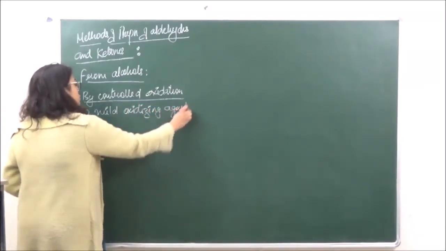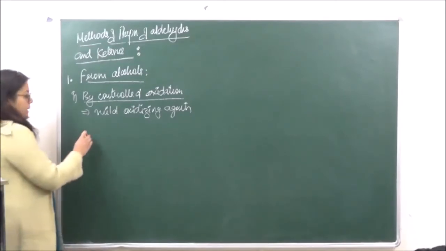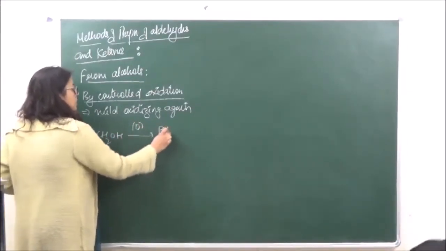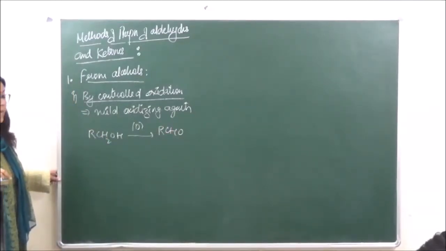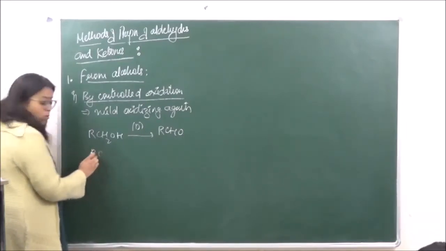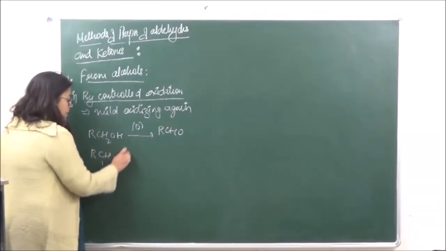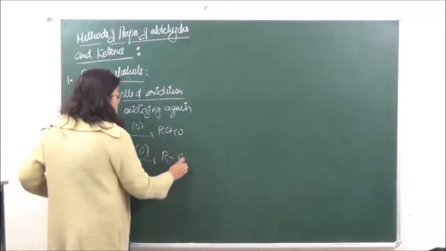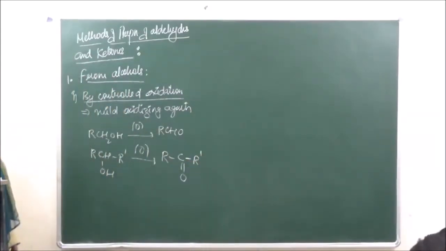So let's make a list of the oxidizing agents. The general reaction: if we take a primary alcohol, RCH2OH, and oxidize it, it gives an aldehyde with the same number of carbon atoms as in the reactant. But if we take a secondary alcohol and oxidize it with a mild oxidizing agent, it gives a ketone, again with the same number of carbon atoms as in the reactant.